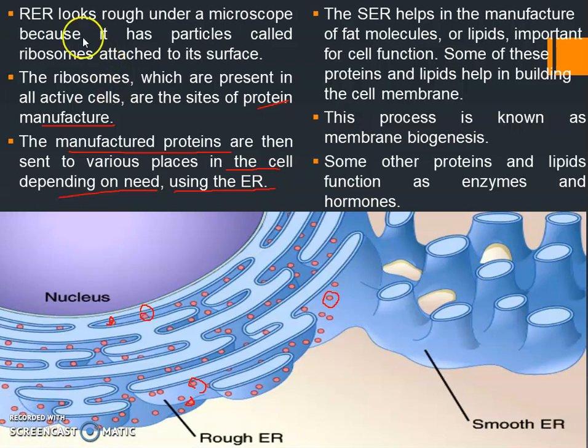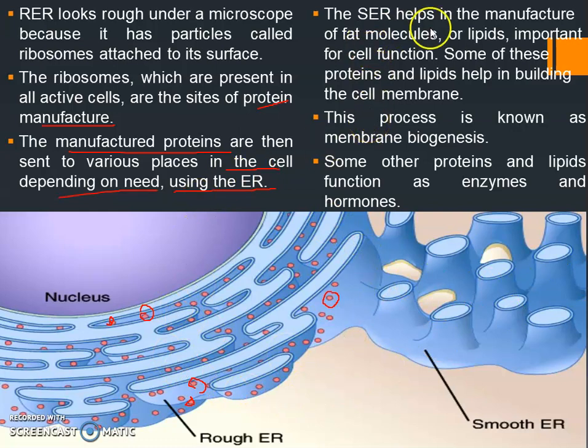Clear? So why is it called rough endoplasmic reticulum? It is because we can see a rough surface when we look at it under the microscope, and this is due to the presence of particles called ribosomes attached to its surface. And what is the function of ribosomes? They are present in active cells and are the site of protein manufacture. And what happens to the manufactured protein? It is sent to various places in the cell depending on need, using the endoplasmic reticulum. So this is the function of rough endoplasmic reticulum.